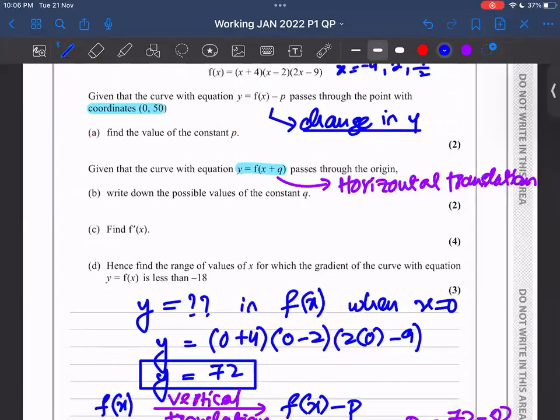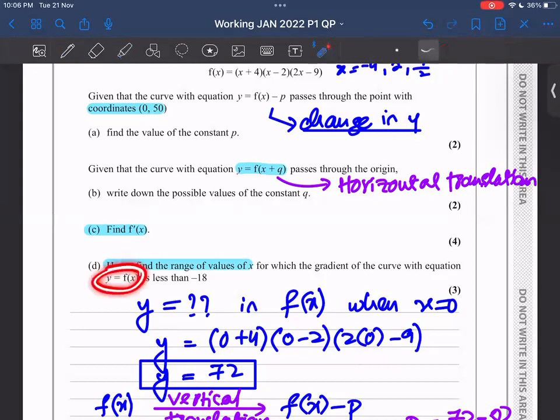Now, part D: hence find the range of values of x for which the gradient of the curve with the equation y equals f of x is less than minus 18. This is something you need to understand in the question. They're asking you to find the range of values of x. And hence means there is a relationship between the previous part and this current part, for which the gradient of the curve with the equation y equals f of x is less than minus 18.